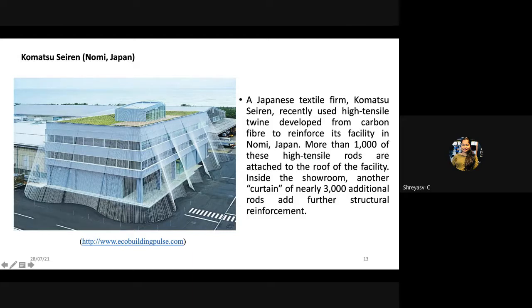And since it was a textile firm, they could actually manufacture the high tensile twine within their own company. And these were made of carbon fiber, and they were used as a reinforcement all around the building. So they actually showed high tensile behavior, and they could ensure good earthquake resistance to the structure. So approximately around 2,000 such high tensile rods have been used as reinforcement. So this is actually a structure which is located in Japan. It's called Komatsu Seirin.